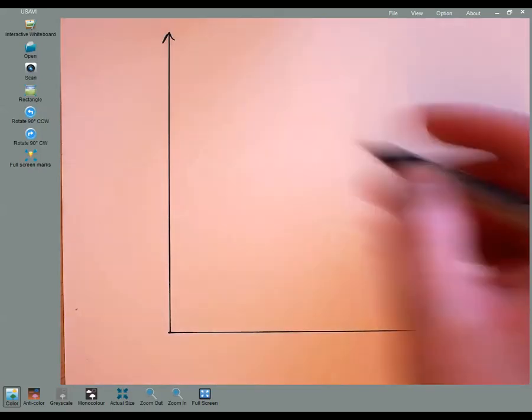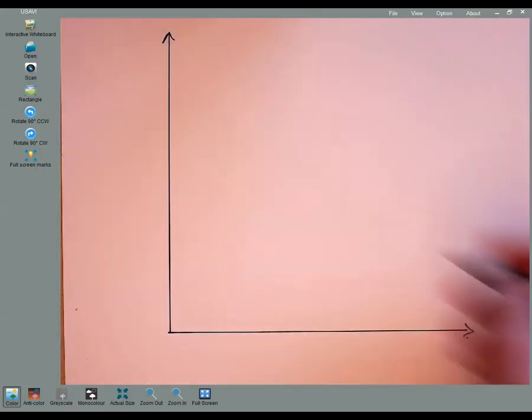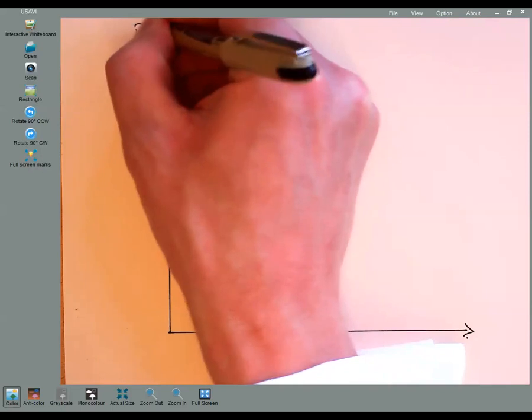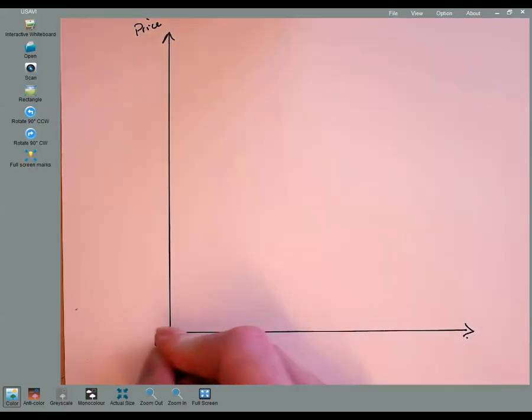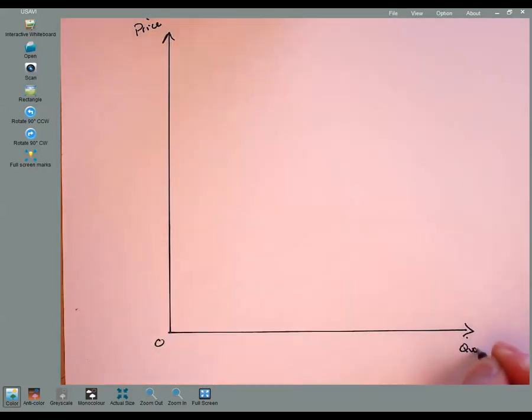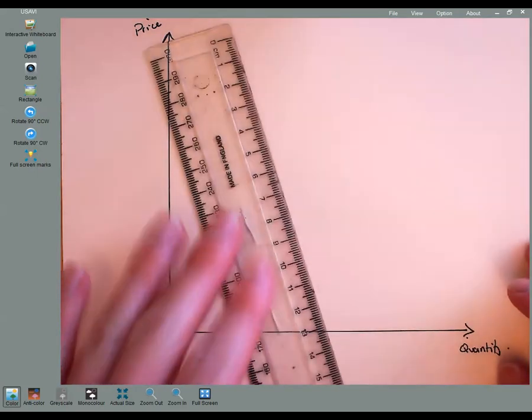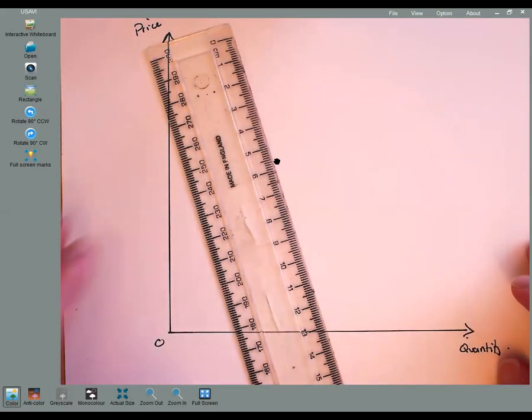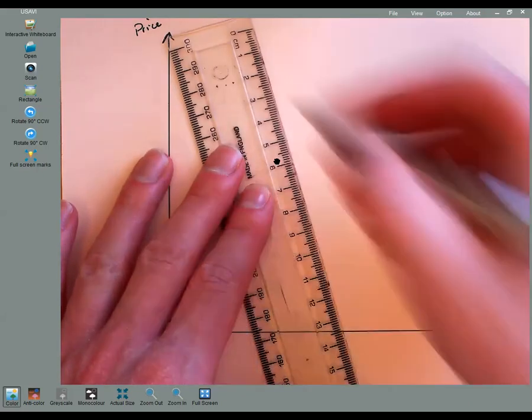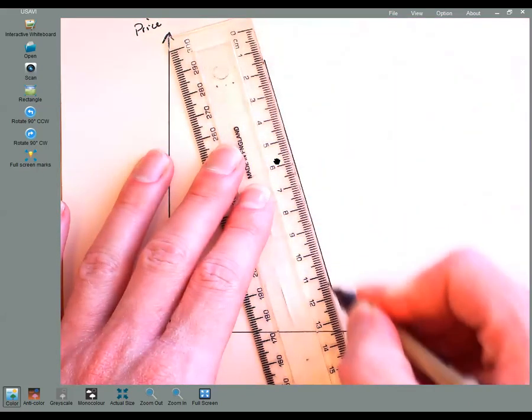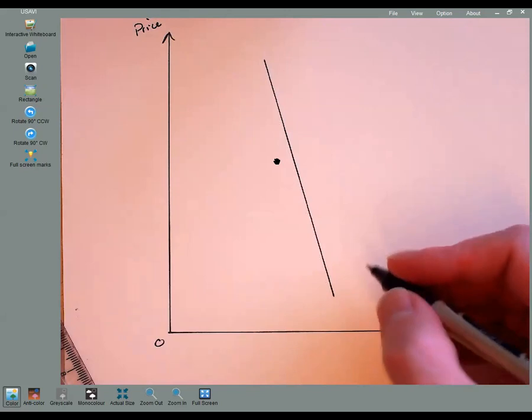So I've drawn my axes already. On the y-axis, I've got price, 0 in the corner, and quantity on the x-axis. Now, I'm going to try and make this diagram more realistic, and by doing that, like I said, a tax is often placed on inelastic goods. So it makes it only right that if I'm going to draw this diagram once, I'm going to draw it properly. So I'm going to draw a relatively inelastic, steeper demand curve.